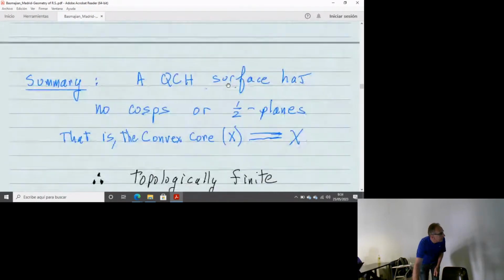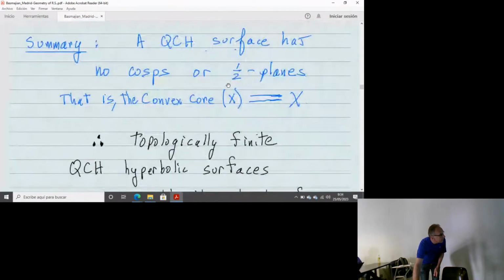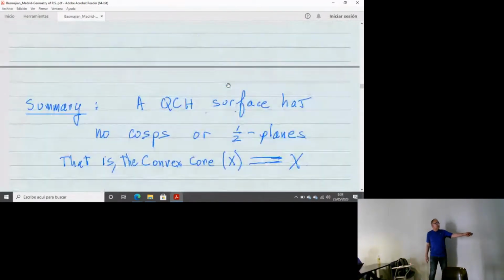So the upshot is, summary: a QCH surface has no cusps or half planes, and what that really means, well, not having half planes means that you can't have funnels or anything. So if you actually look at the convex core, I'm not going to define it, but it's the geodesic subsurface that contains all the topology, all the homotopy. The convex core of the Riemann surface is exactly equal to the Riemann surface. It's complete. Okay, so if you're QCH, you have to be a complete surface.